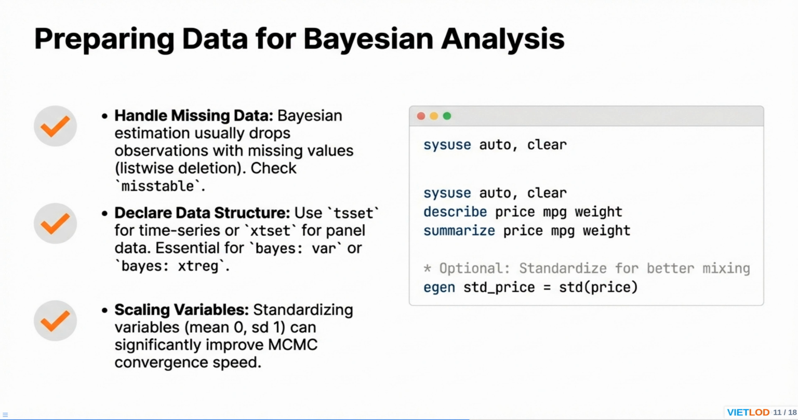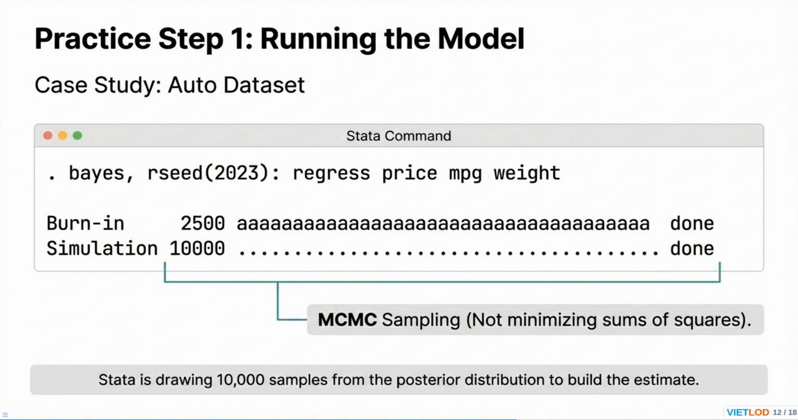Second, for time series or panel data, it's essential to declare your data structure using tsset or xtset. This ensures that Bayesian models designed for these data types, such as bayes: var or bayes: xtreg, function correctly. Finally, and highly recommended, scaling your variables can significantly improve the efficiency of the MCMC algorithm. Standardizing variables to have a mean of 0 and a standard deviation of 1 helps the chains mix better and converge faster, even though it's not strictly mandatory. The Stata example on the right shows how to load data and then create a standardized version of a variable like price. With these preparation steps complete, we are now ready to move on to running our first practical example.